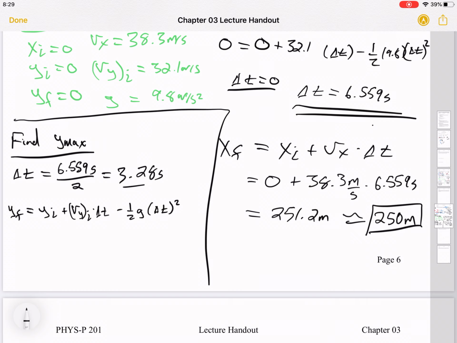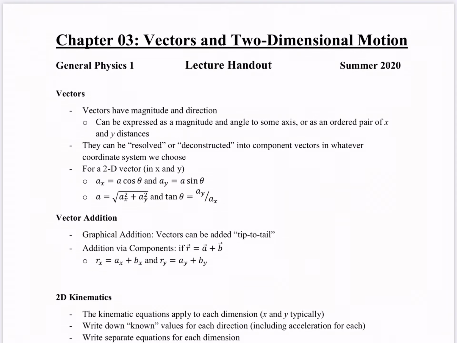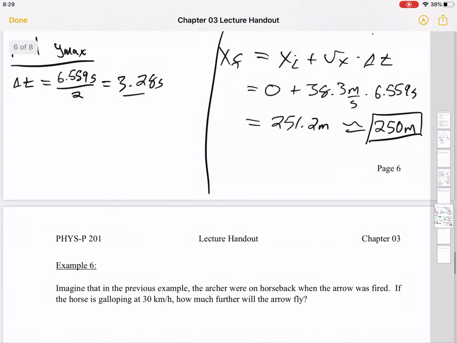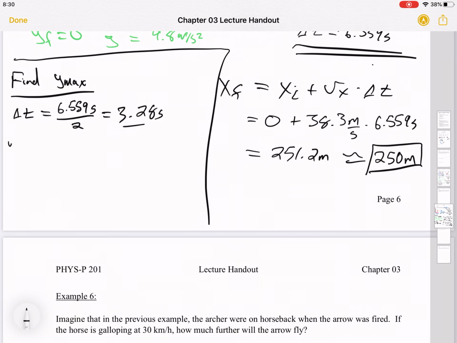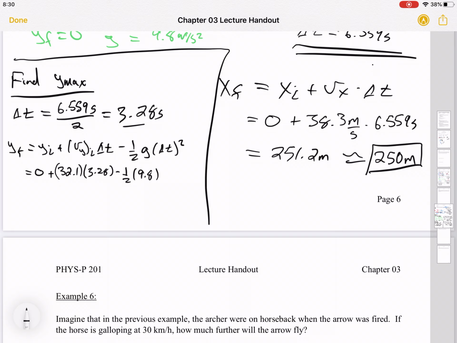Okay, so y final is what we're solving for. My markings went away. Fine, we'll write it again. Y final equals y initial plus vy initial delta t minus half g delta t squared. Okay, so y initial is 0. Vy initial is that 32.1. I'm going to leave out the units to save some space here. Delta t, we just solved that as 3.28 seconds, minus half times 9.8 times 3.28 squared. And if you do that math, you get 52.7 meters, which I'm going to round to 53 meters, which seems about right as well.